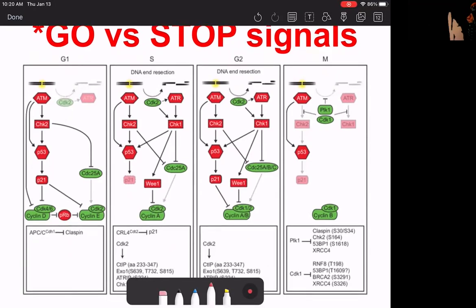Now, it's totally okay to just generalize the stop signals as stop signals. I will never ask you what is ATM, what does ATM do, right? This isn't cell bio. I want the general idea that you have a wealth of stop versus go signals, and that decision is made by a numerical decision.